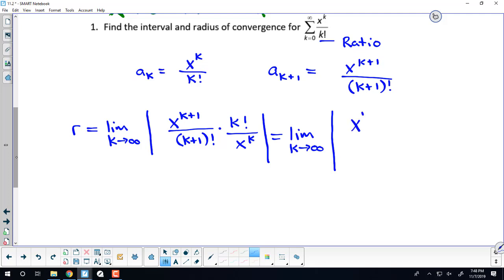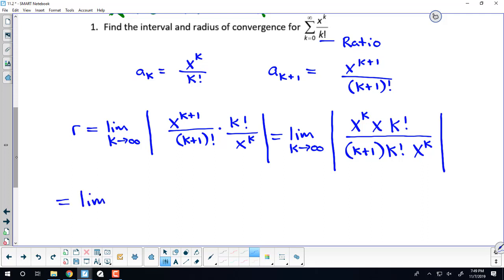So we have x to the k times x times k factorial. And on the bottom, we want to write k plus 1 factorial as k plus 1 times k factorial, over x to the k. So we have the absolute value of all of that stuff. We're going to simplify that as x over k plus 1.